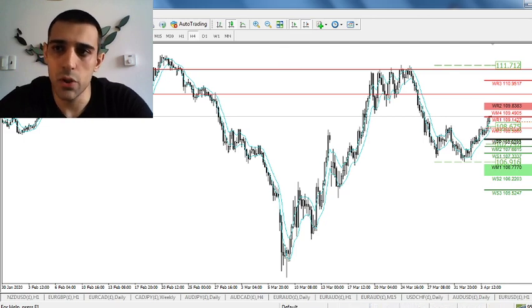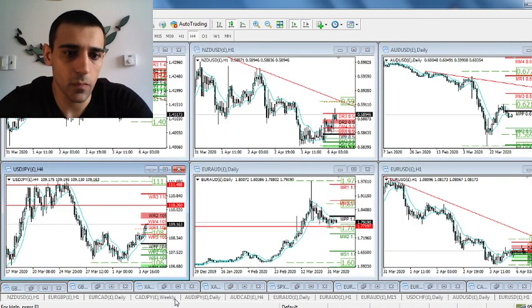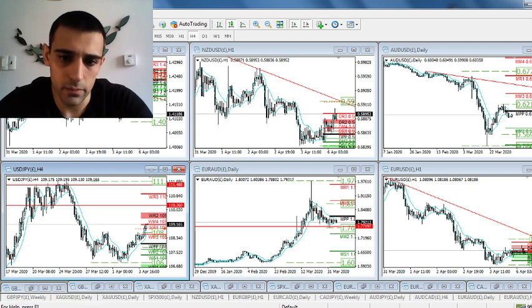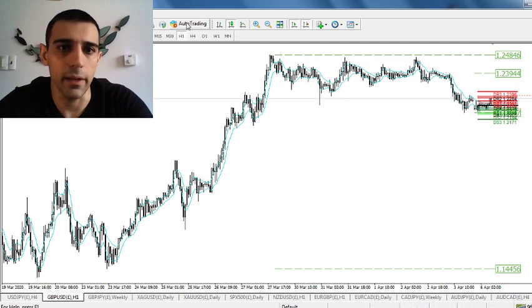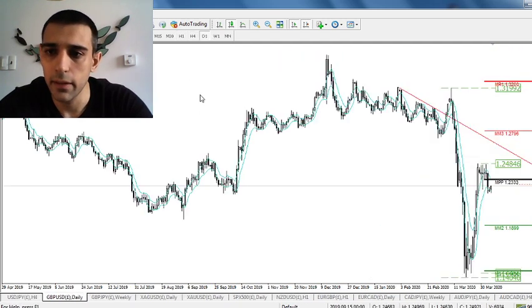Now let's move on to another. Which one was the next one? British pound against US dollar. Okay, I need to find it first. GBP. There we go. Okay, this one is flying higher.